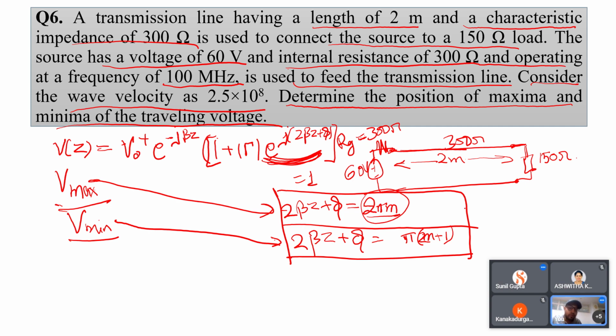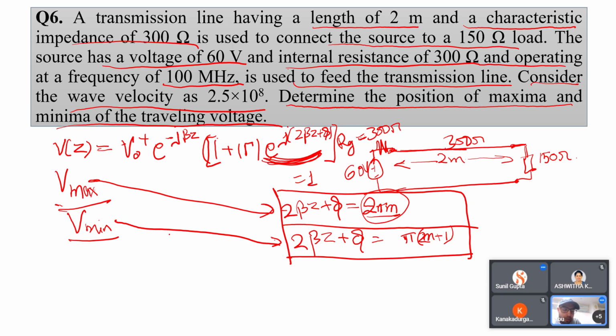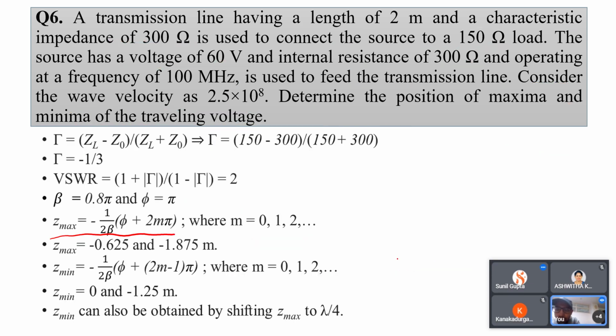So for obtaining the value of maxima and minima, I can simplify it like z max is equal to 1 over 2 beta, in brackets minus phi plus 2 pi m. So the same equation I am using here.